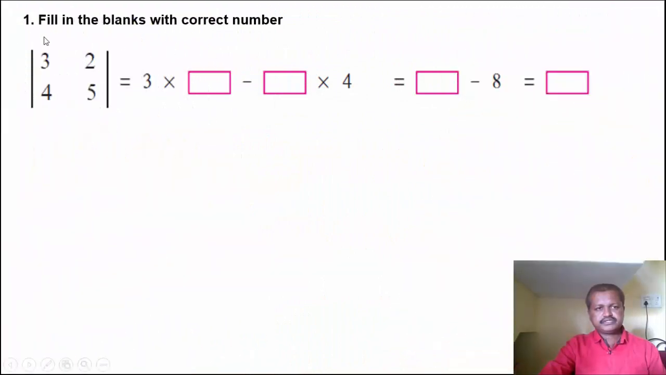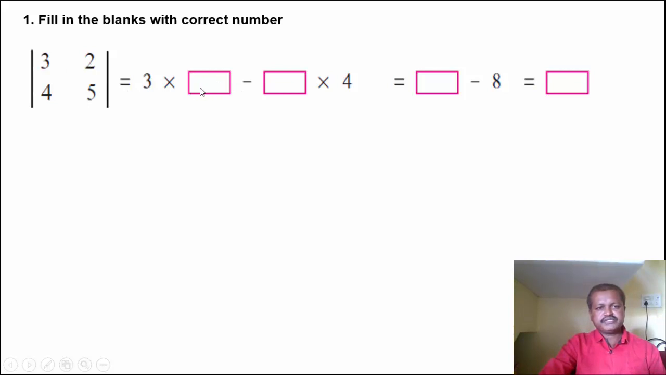So we share the first question as in activity form. Fill in the blanks with correct numbers. आपण इथं पहिला प्रश्न पाहतोय जो ॲक्टिव्हिटीच्या रूपात तुम्हाला इथे दिलेला आहे. So here given first one determinant 3, 2, 4, 5 and solve this.